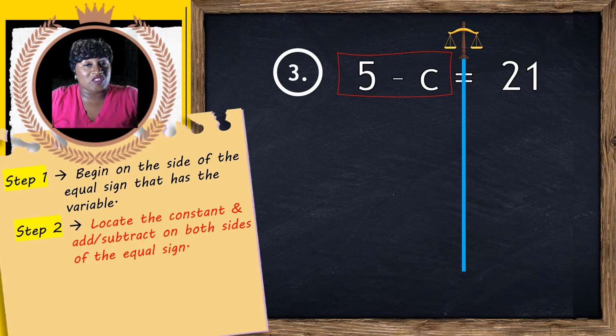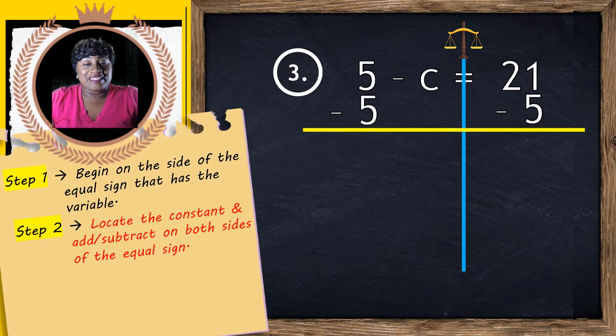5 is the number that stands alone. We see that 5 is positive. Since 5 is positive, we must do the opposite of positive 5, which is negative 5. Negative 5 means that we will subtract 5 from both sides of the equal sign. This leaves us with negative c equals 16.